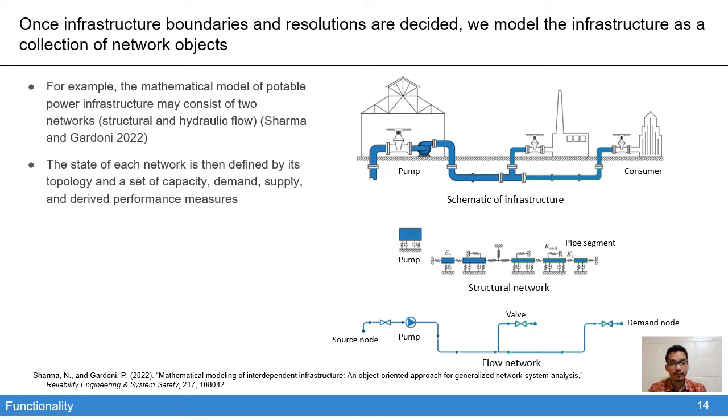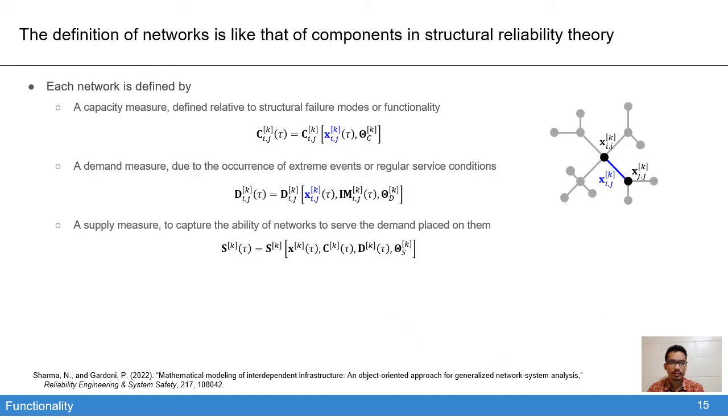The state of each network is then defined by its topology and a set of capacity, demand, supply, and derived performance measures. The definition of networks is like that of components in structural reliability theory. Capacity measures are defined relative to the structural failure modes or functionality.